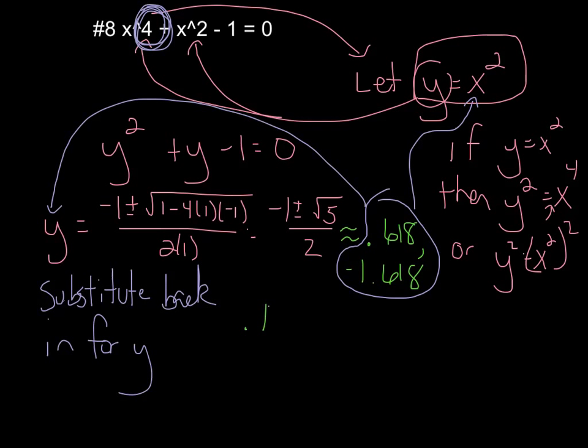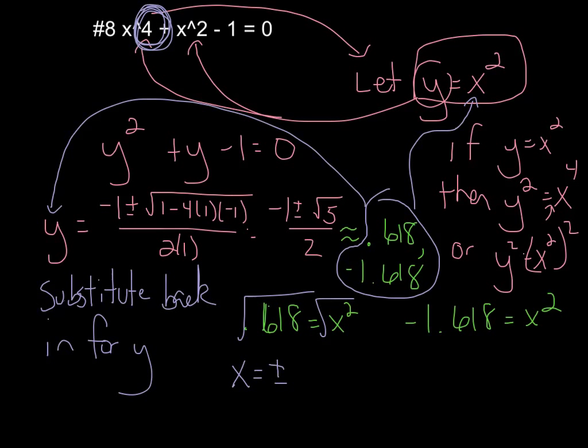So 0.618 is really x squared. And negative 1.618 is also x squared. But I don't want x squared. I want x, so take the square root. Type that in your calculator. You're going to get plus or minus, careful, about 0.786.